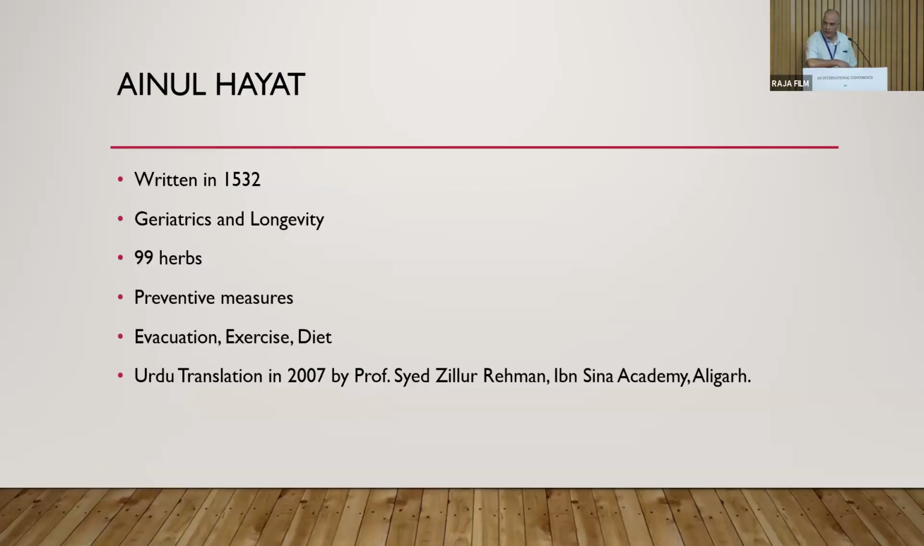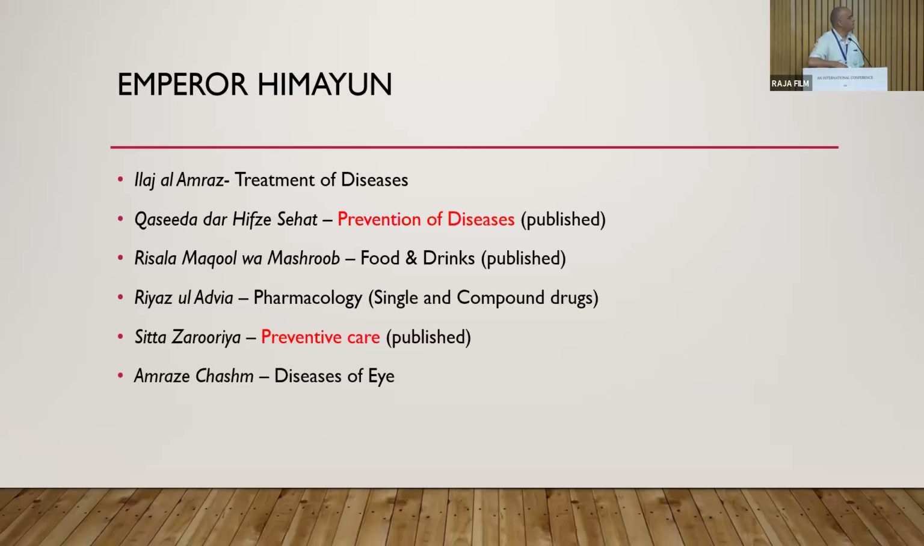Another very important book, Ainul Hayat, by the same author, was written in 1532. This book is on geriatrics, the diseases of old age, and longevity, meaning how to prolong your life. It includes 99 herbs, preventive measures, including evacuation, which we'll discuss later, exercise and diet. Its Urdu translation was done in 2007 by Professor Sayyidul Rahman.